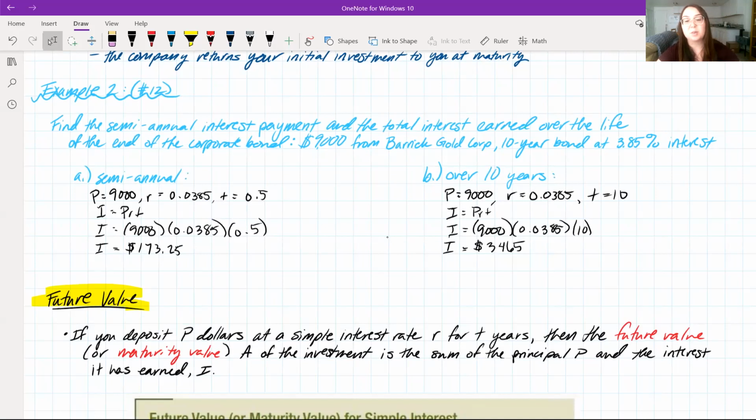So you see that with our corporate bonds, we can still use our simple interest rates, but now when we do it, we see that we gain all of the money at the end of its maturity.